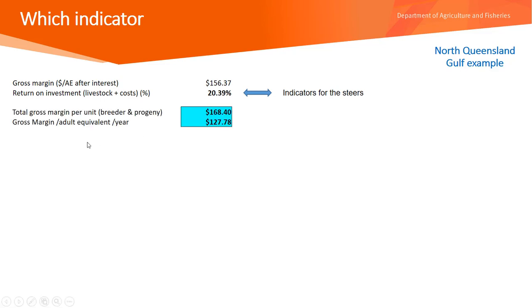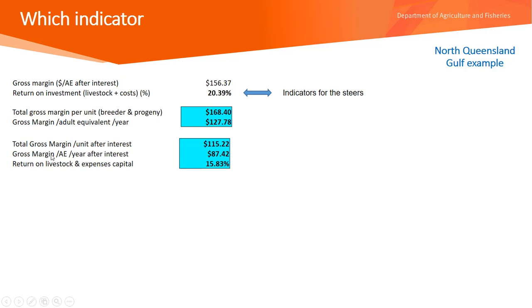When we looked at the cow trade analysis, there were things in there like total gross margin per unit, to breeder and progeny, gross margin per adult equivalent per year. No, the one that we were interested in is this one, gross margin per AE after interest and return on livestock capital. There are lots of indicators out there, but you've got to compare apples with apples. So these two here can be compared with these two there.